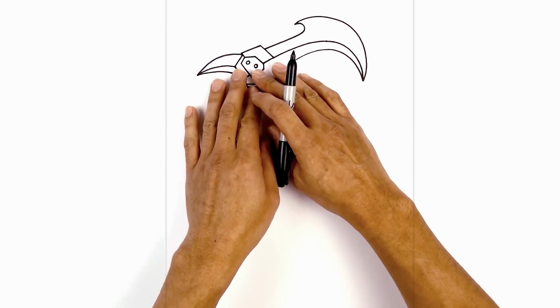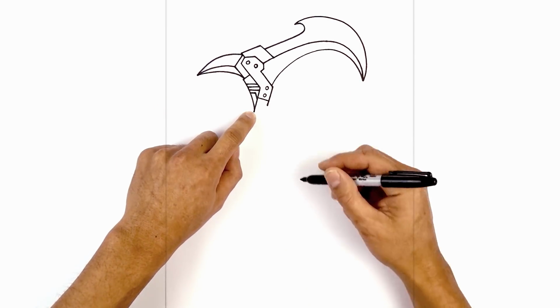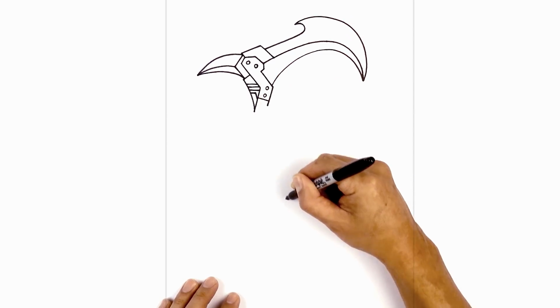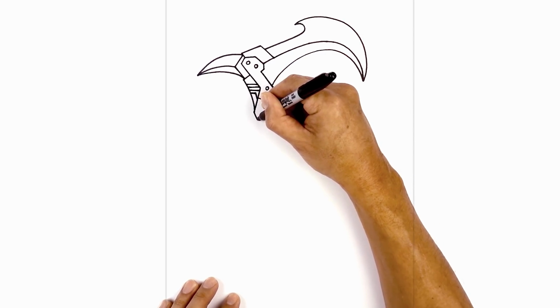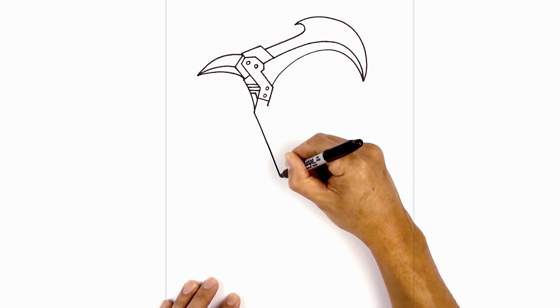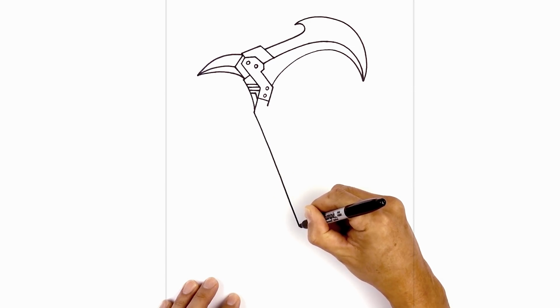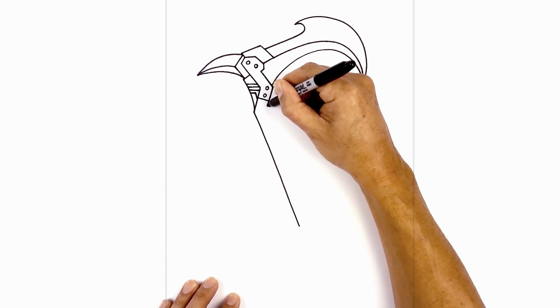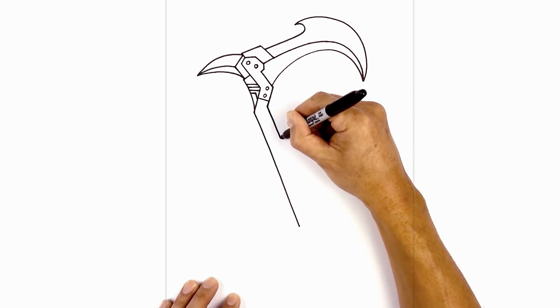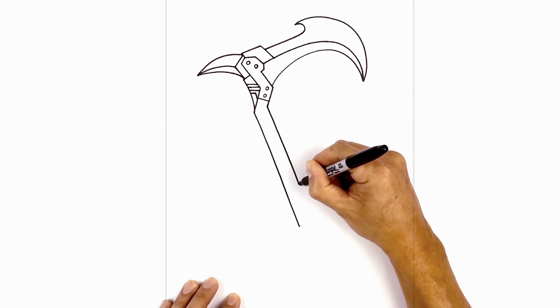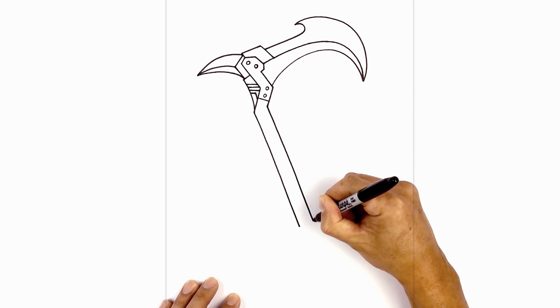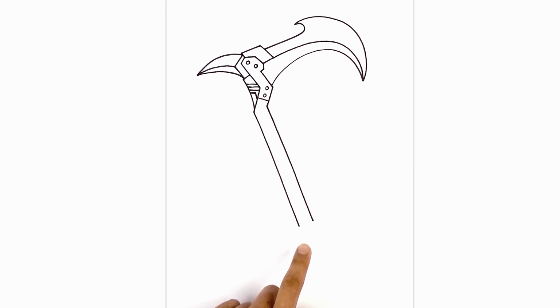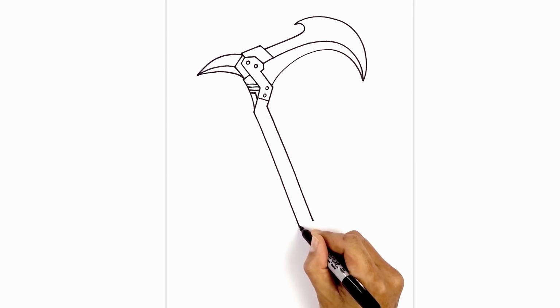Now from this point, we're going to work our way down the handle. Starting from this point on the outside, we're going to draw a straight angled line coming down all the way towards the bottom. Now we're going to go to this point and do the same thing. Just follow along, do an even space gap in between. Let's close off the bottom with a straight angled line.